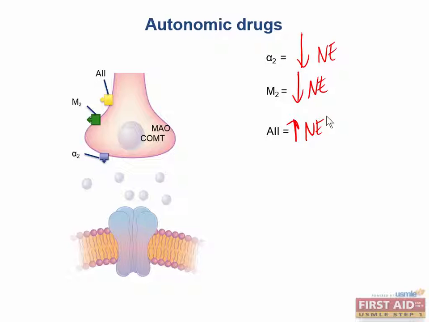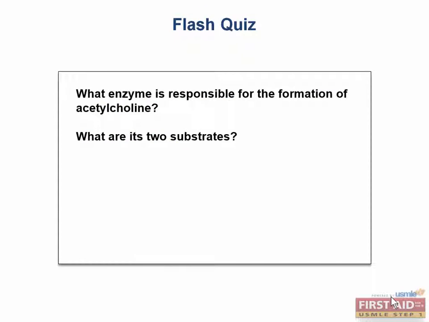So as you can tell, the body is a complex system of checks and balances. Make sure that you're comfortable with how neurotransmitters are synthesized, broken down, and regulated because these topics make great board questions. Here's another question for you. What enzyme is responsible for the formation of acetylcholine? And what are its two substrates?